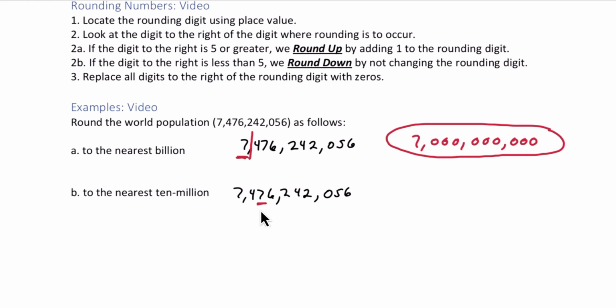Look to the right of that position, and we see that it is a 6. If the digit to the right of your rounding digit is 5 or bigger, we add 1 to the rounding digit. So we now have 7, 4, 8. Everything to the right is now zeros. So we have 0, 0, 0, 0, 0, 0, 0.